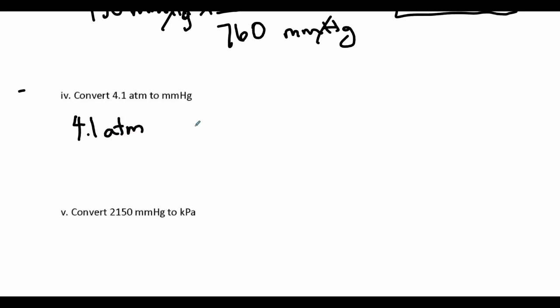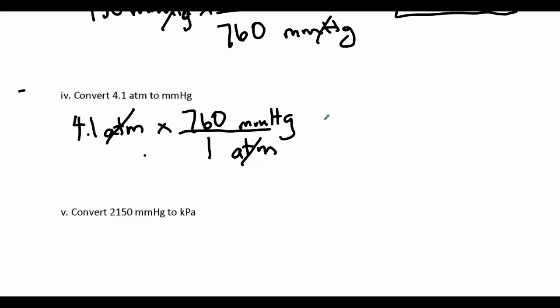So 4.1 atmospheres, and we want to get to millimeters of mercury. So atmospheres here, mmHg here, 760 in 1 atmosphere. So I'm multiplying by 760, and that gets me to 3,116.